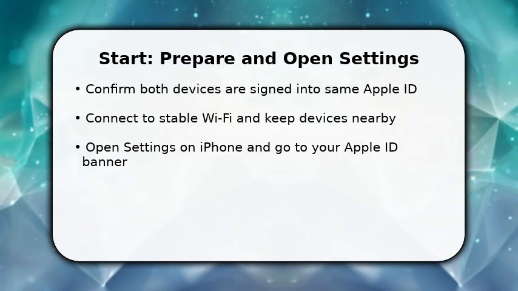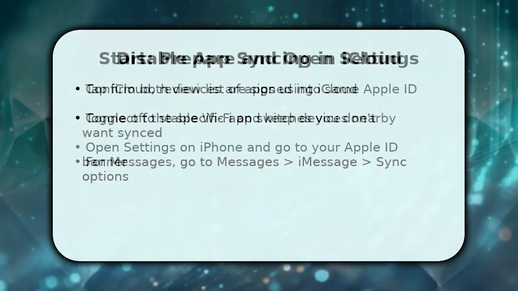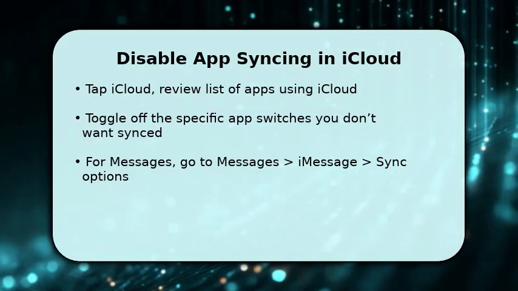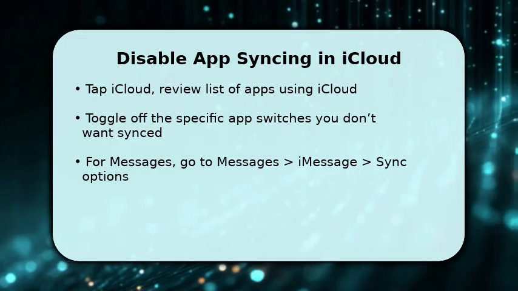Now you're in iCloud settings, scroll through the app list and locate the apps you want unsynced. You should toggle each app off. Do it one at a time so you know which data stops syncing.